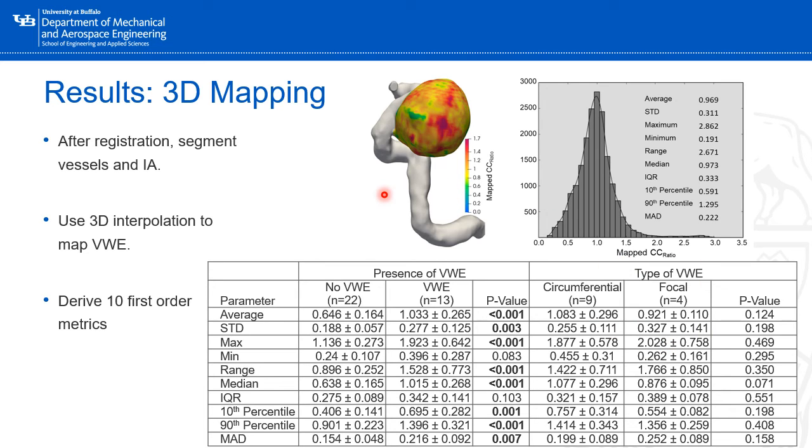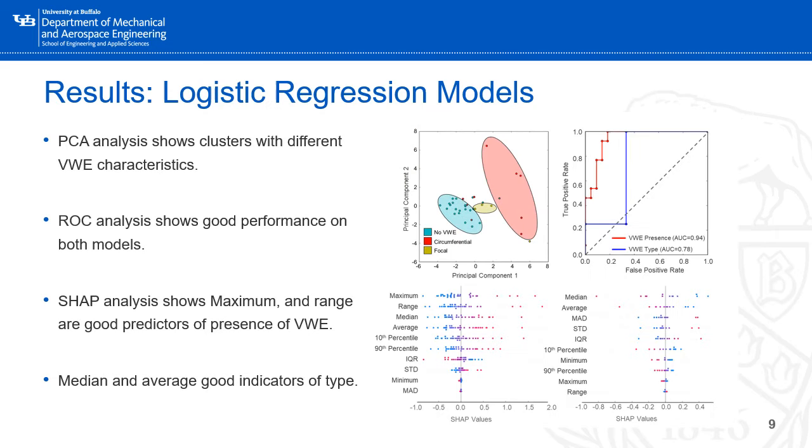To get into the details of this mapping a little bit more, this has been published previously by our group. But to briefly explain it, we use the MRA image, which has positive contrast in the lumen, to segment the aneurysm sac, and then we use 3D interpolation to map the registered vessel wall enhancement MRI image onto this segmented sac.